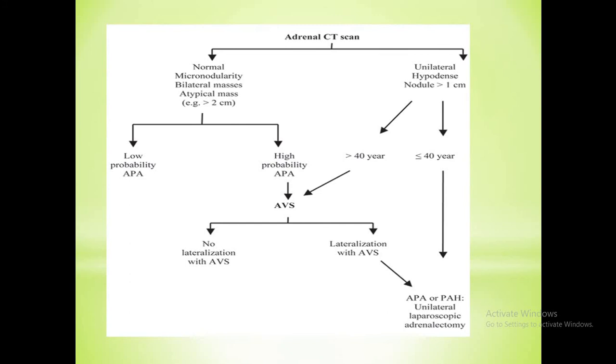But if the CT is normal, or if it shows micronodularity or bilateral masses or atypical masses, and you suspect that the patient has APA, do an AVS. If there is lateralization with AVS, go with the laparoscopic adrenalectomy. But if there is no lateralization, and if there is low probability of APA, we don't go with the surgery.